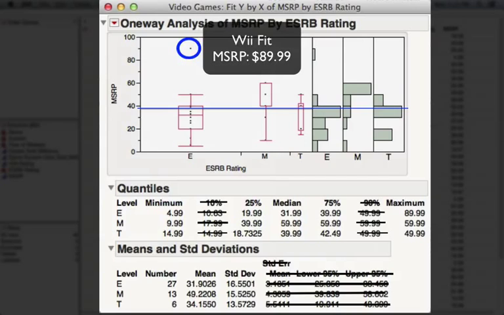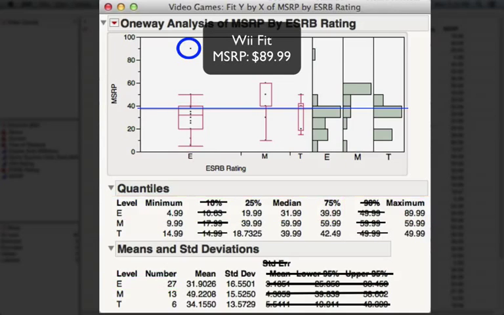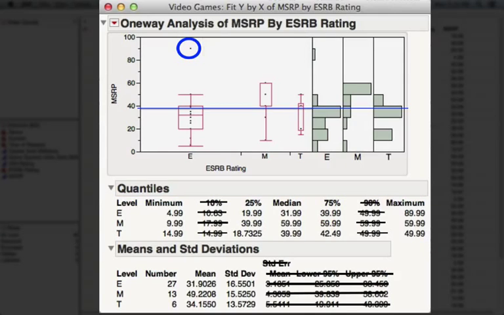Nintendo's Wii Fit was released in 2007 at a MSRP of $89.99. This was really high, considering that 75% of the 27 video games rated E were priced less than $39.99 and mostly cheaper than games rated M or T. Just in case you wanted to know, this high price was due to the high-tech balance board peripheral that the game is equipped with. Now I'm going to exclude this outlier from our set of observations to see any change.